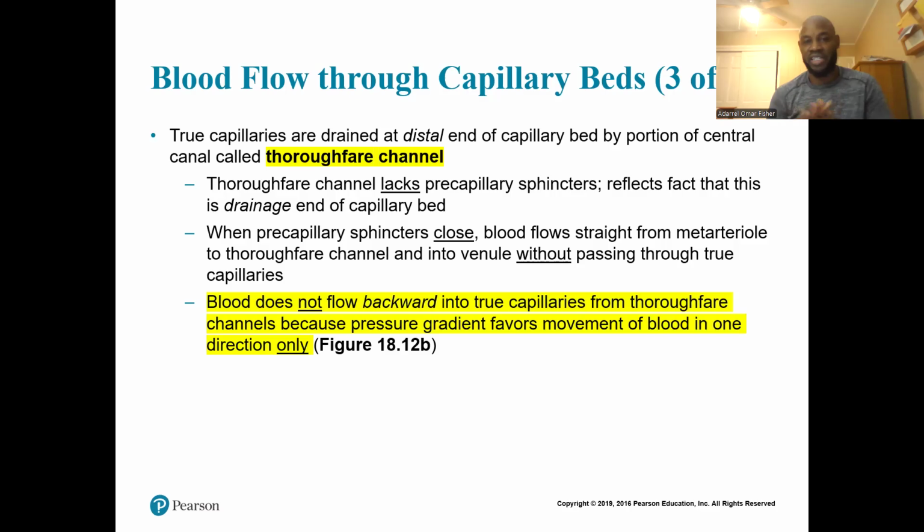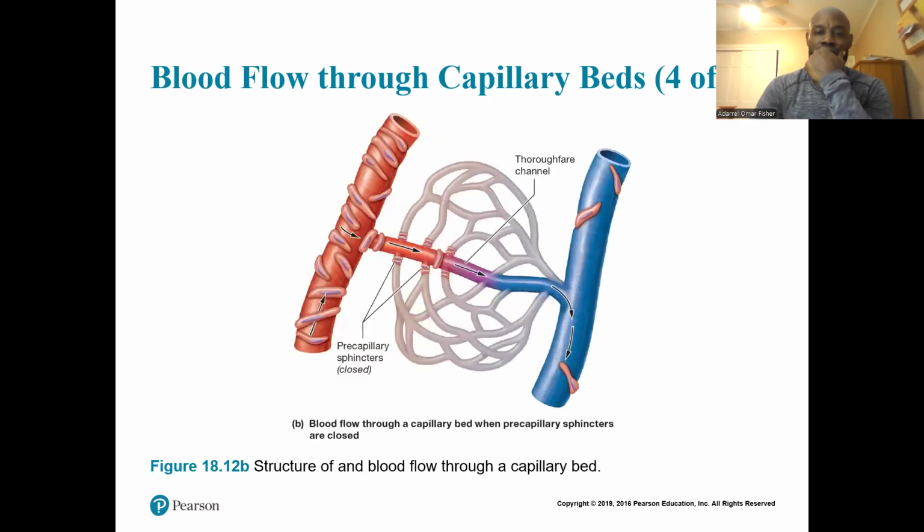True capillaries are drained at the distal end of the capillary bed by a portion of the central canal called the thoroughfare channel. They drain and the blood does not flow backwards, but we want it to go in one direction only, into the venule. That's how blood flows. So if those sphincters are closed, blood's going to just flow from the capillary to the venule. If those sphincters are open, the blood will flow through the capillary bed.